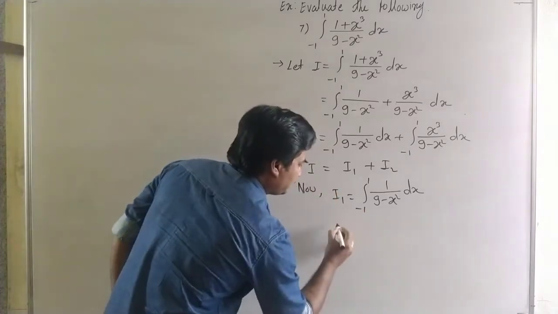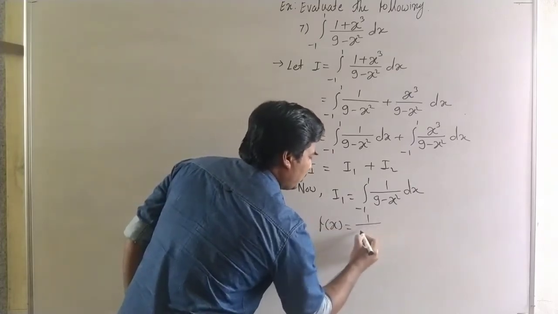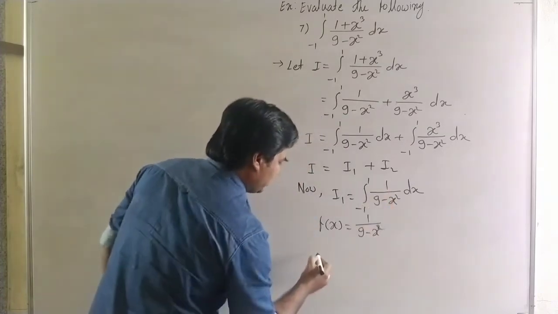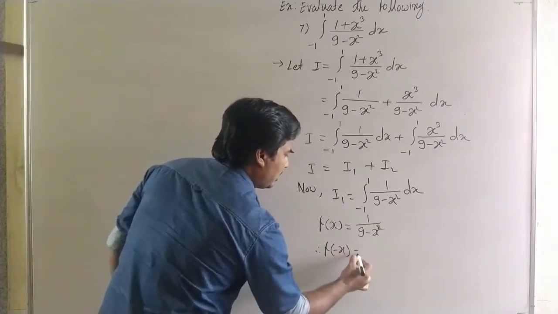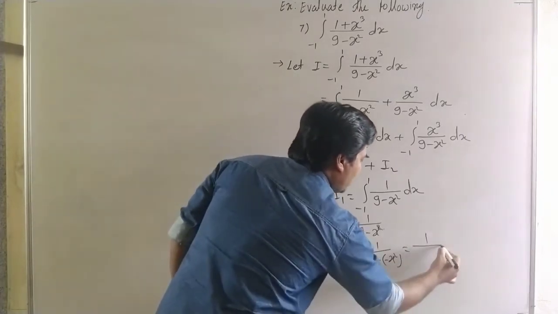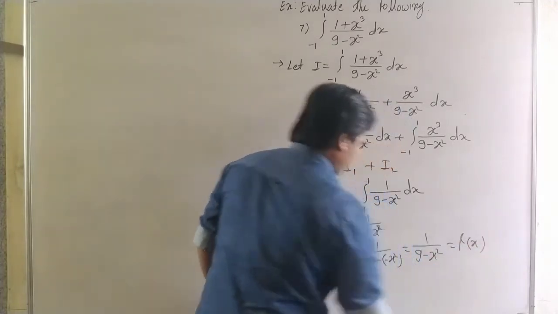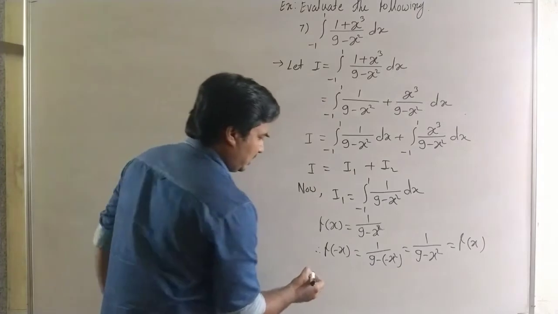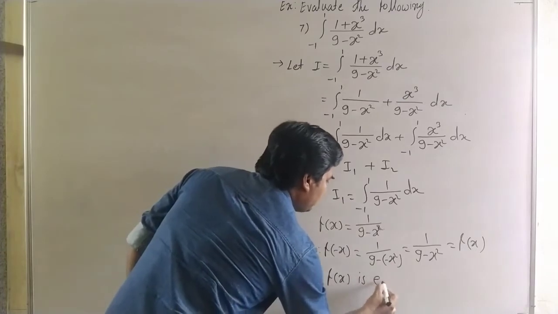Now here f of x is equal to 1 upon 9 minus x square. First we check whether this function is even or odd. So replace x by minus x. Then we get 1 upon 9 minus x square, and that is f of x. Therefore f of minus x is equal to f of x. Therefore this f of x is an even function.